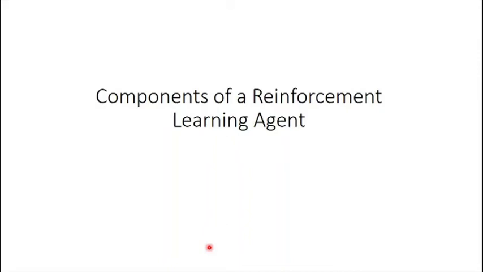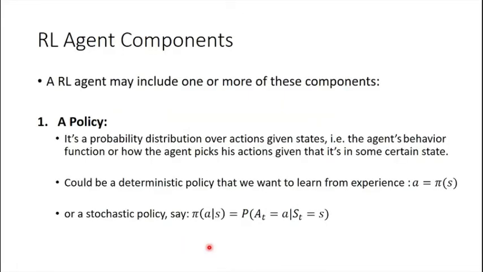And now let's have a look at what are the components of a reinforcement learning agent. A typical reinforcement learning agent may have one or more of these three components. First one is the policy. So policy is either deterministic or stochastic.